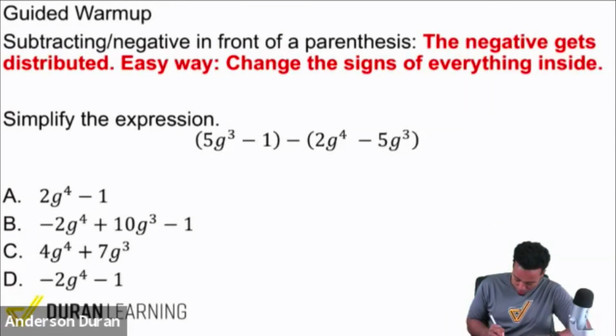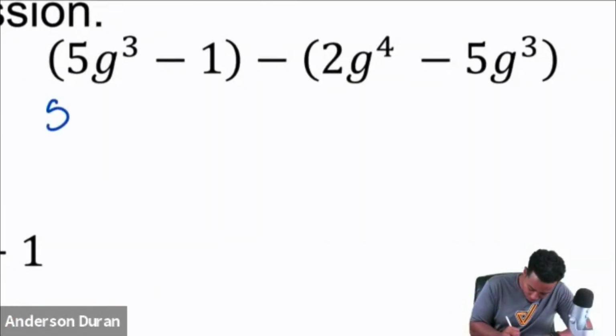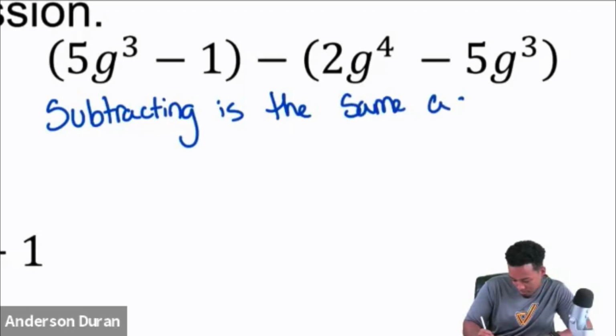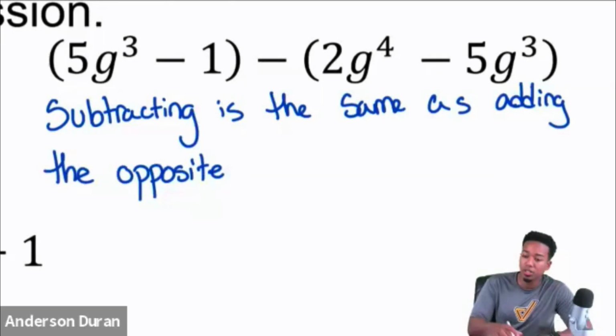So here's what I can do. I can show you this. So subtracting, again, write this out here. Subtracting is the same as adding the opposite. So whenever you see a negative in front of a parentheses, you shouldn't get into that zone where anxiety takes over. I don't want that to happen. Let me show you the actual way we should be doing this.